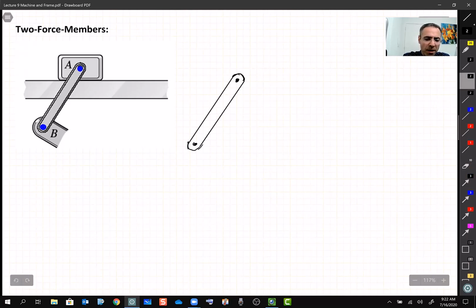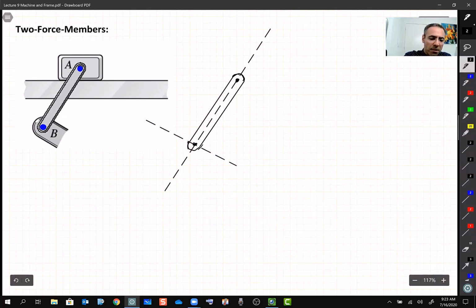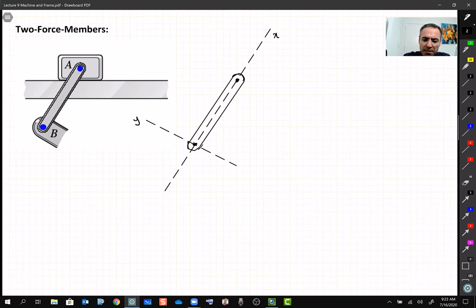Let's say I choose, for simplicity, my X direction to be along the link, and let's call this one the Y direction, right? There is no limitation in the way that we pick X and Y. So this is X and this is Y. And as I explained, we need to have two reactions.